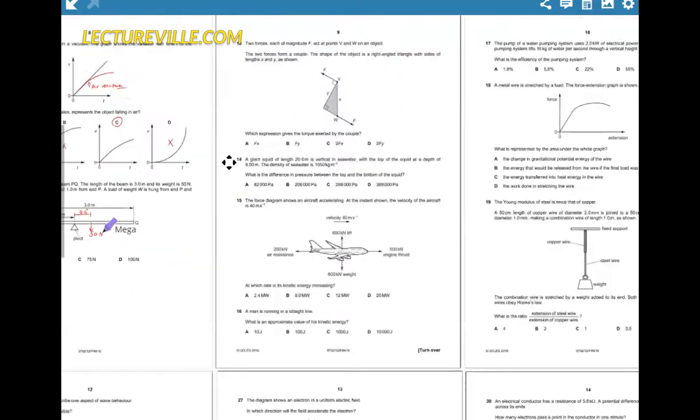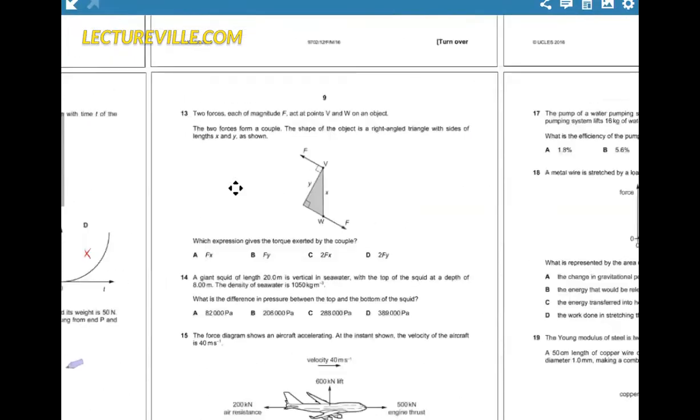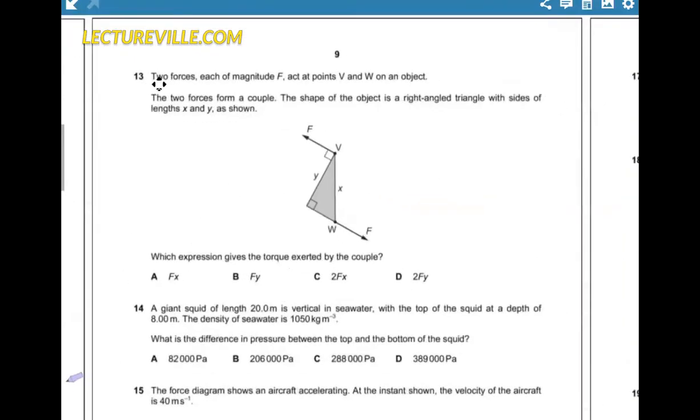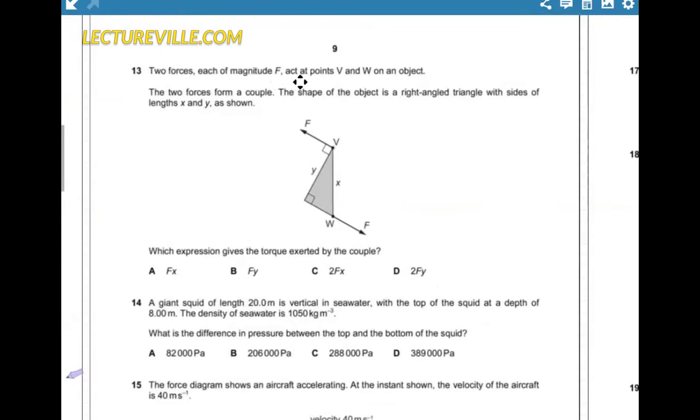Now, question number 13. Two forces of magnitude F act at points V and W on an object. The diagram shows the couple on the object, a right angle triangle. Which expression gives the couple? For these kinds of questions, in your imagination, what you need to do is extend the forces. And you're doing this in your imagination.